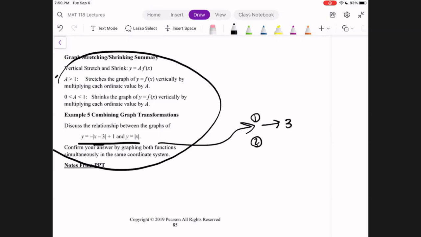The second thing, you'll notice there's that minus in front. So you're going to reflect over the x-axis. And then last but not least, you're adding the 1. So you're going to go up 1 unit. Okay. I would always check with Desmos as well. Okay. So check Desmos.